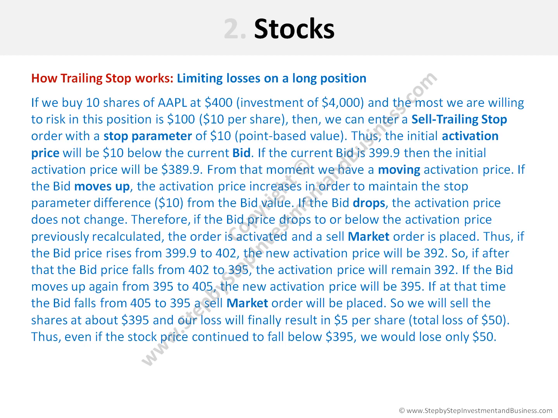If at that time the bid falls from $405 to $395, a sell market order will be placed as the bid equals our activation price. So we will sell the shares at about $395, and our loss will finally result in $5 per share, that is, a total loss of $50. Thus, even if the stock price continued to fall below $395, we would lose only $50.